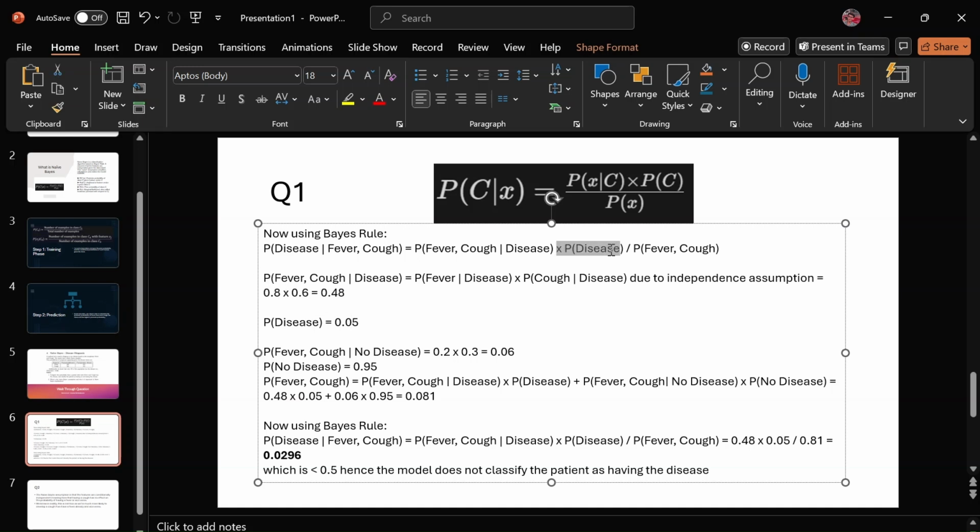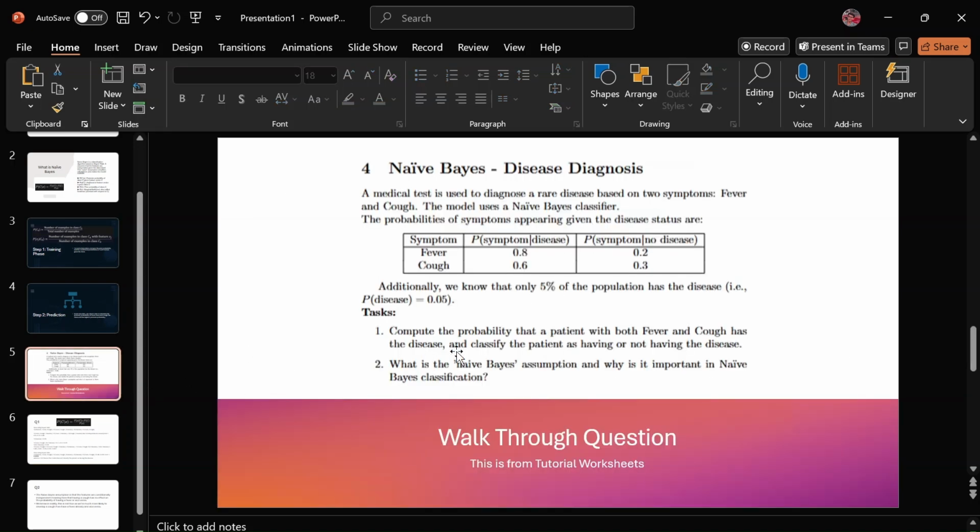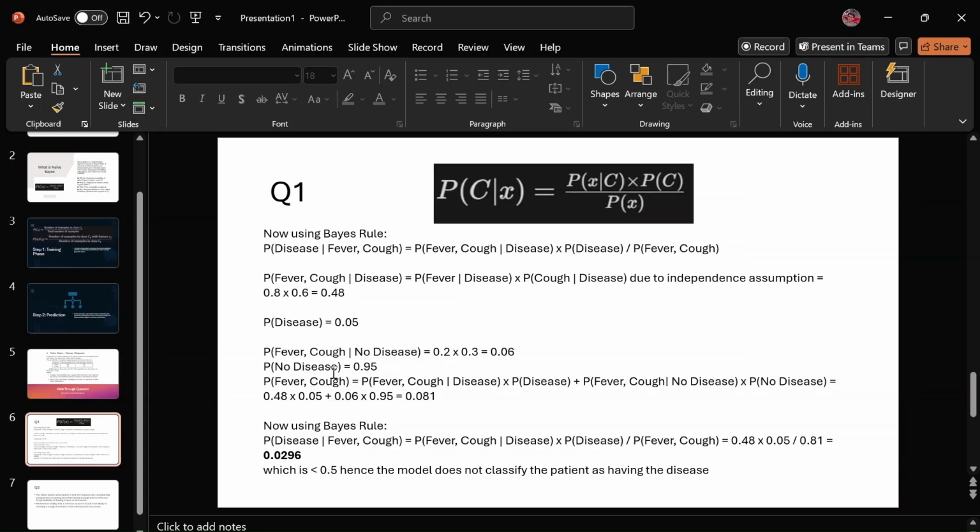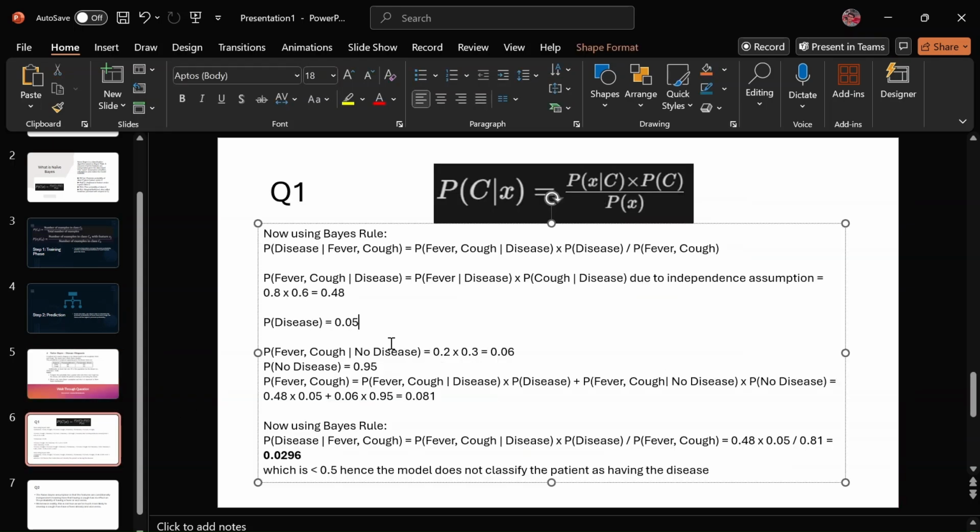Next term, the probability of having the disease, easiest one of all. We've already been given that in the question. The probability that the general population has the disease is just 5%, so we already know that to be 0.05.